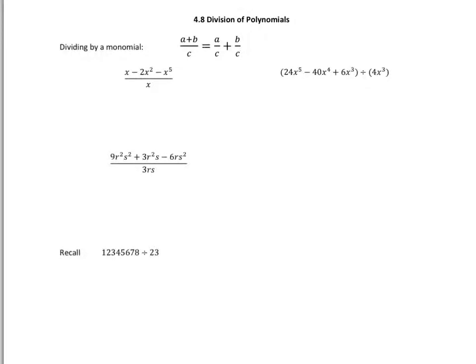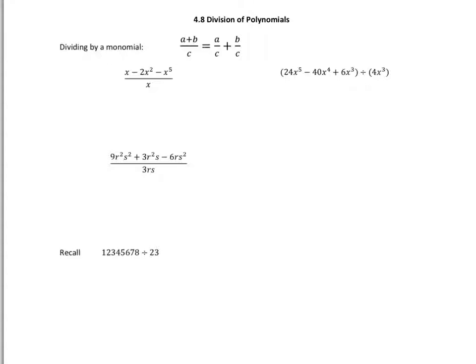Welcome to 4.8, dividing polynomials. This is not the last section. There's an appendix that we use after this for synthetic division. But knowing polynomial long division, you don't have to actually know the synthetic division. It's just a shortcut that works in some cases, but not all cases.